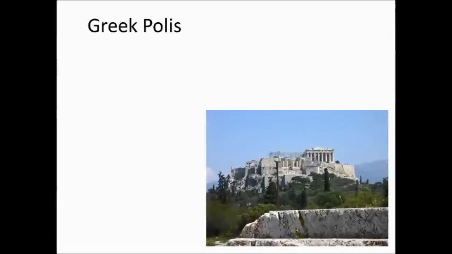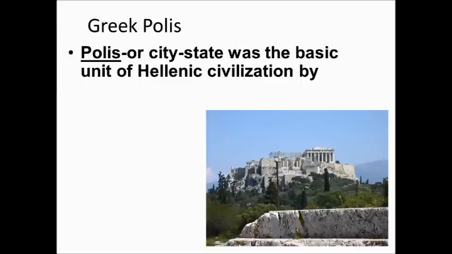Okay, and remember the word for city-state is polis. Now, we get a lot of words from that today from the Greek word polis. Politics, policy, police, just to name a few. And the polis was the basic unit of Hellenic civilization. A city-state or polis was made up of the city itself and the farmland that surrounded it, which supported the city. Sometimes it was several small villages outside of the city that did this.